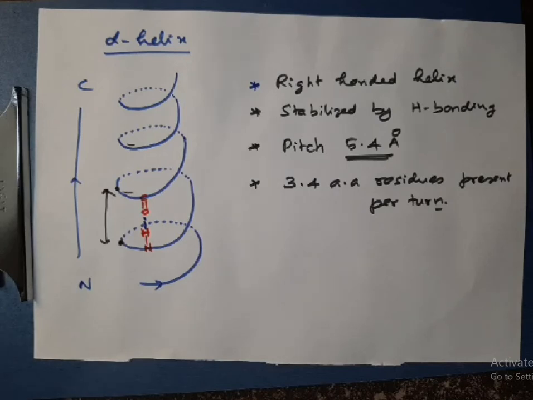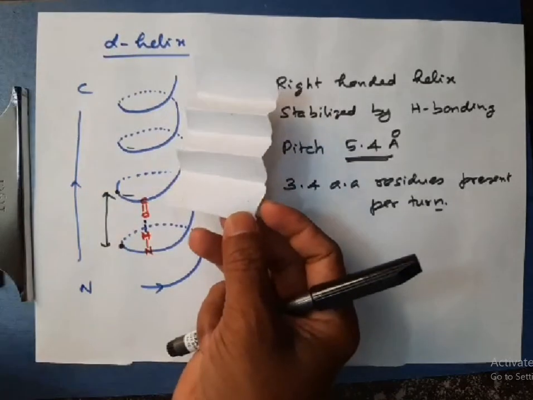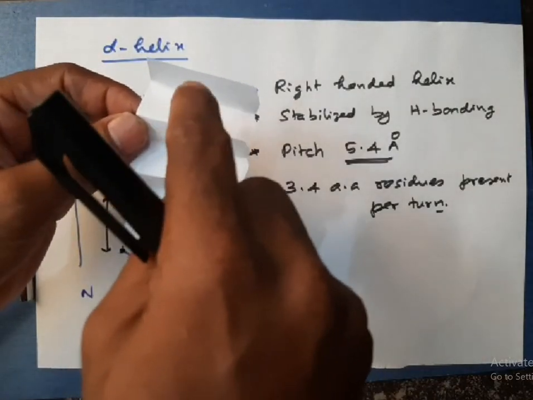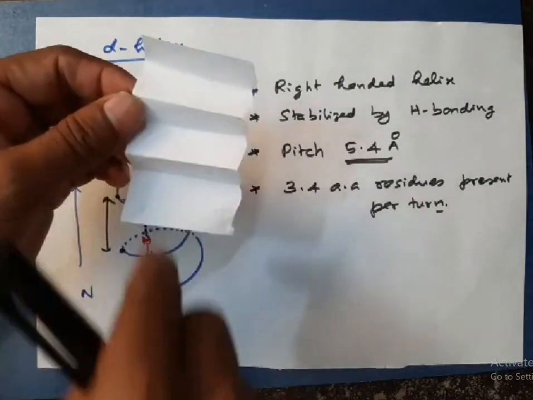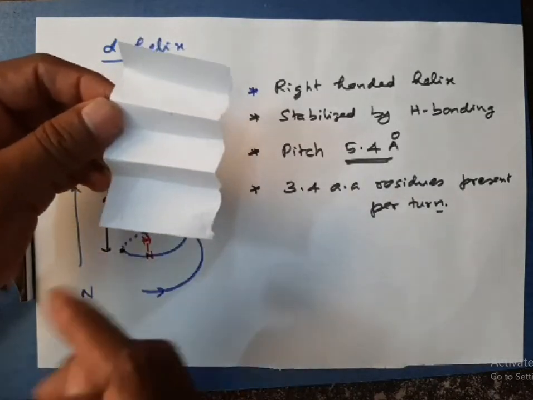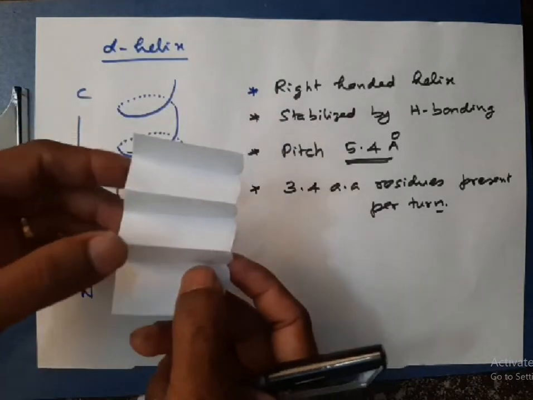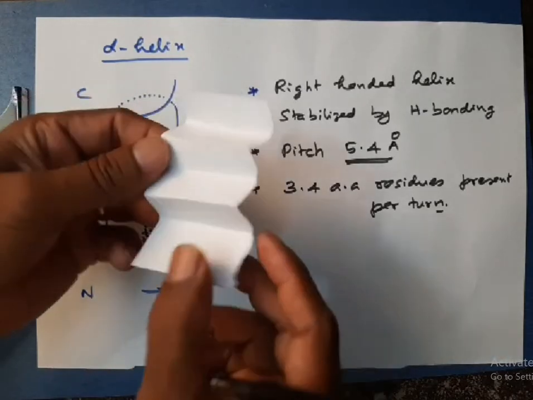It looks like a pleated sheet. Let me just show you here. You can see this. It looks like a pleated sheet. Hydrogen bonds between one amino acid and another amino acid within this polypeptide chain cannot form, and those hydrogen bonds cannot stabilize the coil structure. In those cases, the polypeptide chain will exist like a pleated sheet.